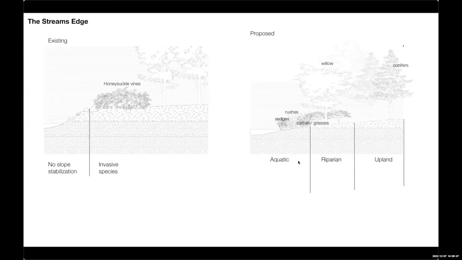So I'm proposing that we kind of look at this condition a little bit closer, looking at 3 different regions: the aquatic region, the riparian region, and the upland region. So we can just have a healthier edge condition in general.